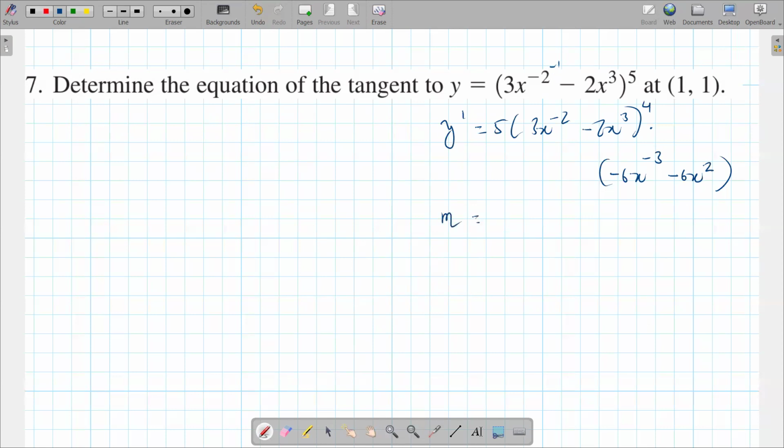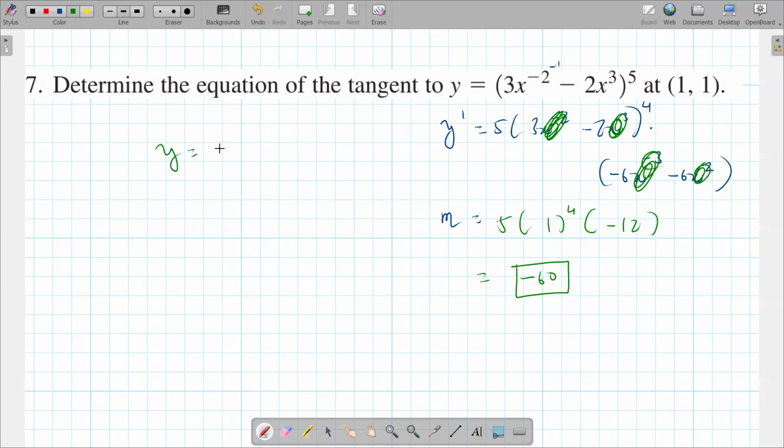To find the m value, you just plug 1 in there. When you plug 1 in there, you can ignore the x's because 1 to the power -2 is a 1. 1 to the power of anything is a 1 for the most part. 1 to the power infinity is undefined, and 1 to the power 0 is also a 1. Basically, 1 to the power of anything that's not an infinity is a 1. So this is gone, this is gone, this is gone. So we have 5 times 1 to the power of 4 times -12. So our slope is -60.